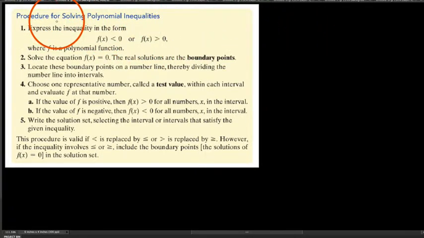So the procedure for solving polynomial inequalities is quite long, but what I hope to do is boil it down into a nutshell for us.